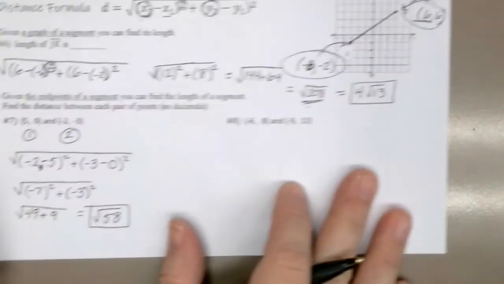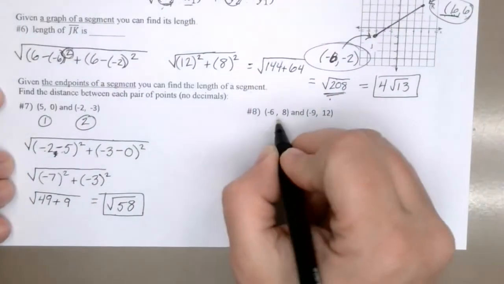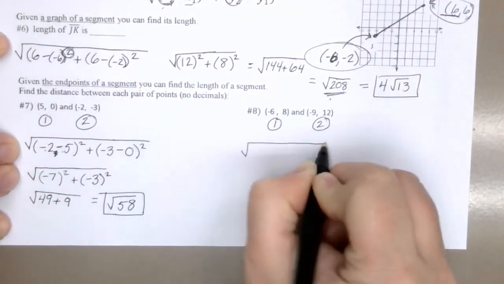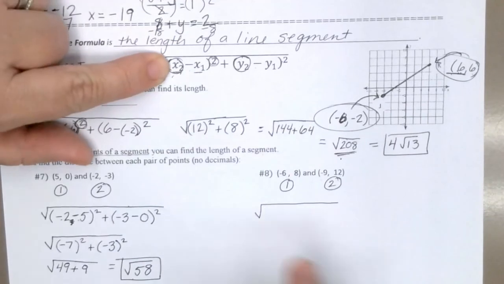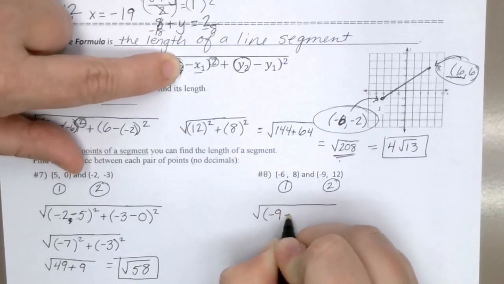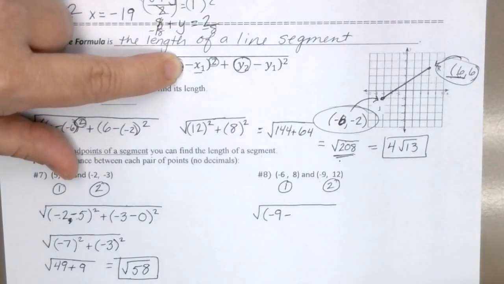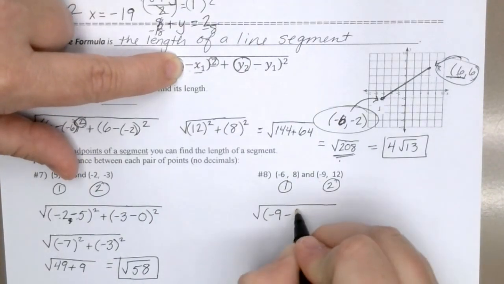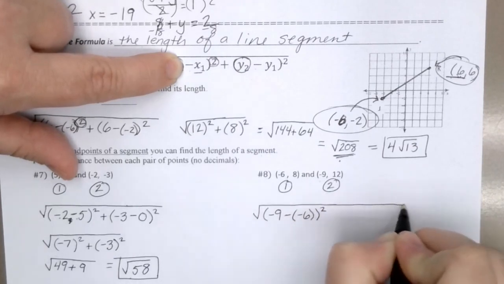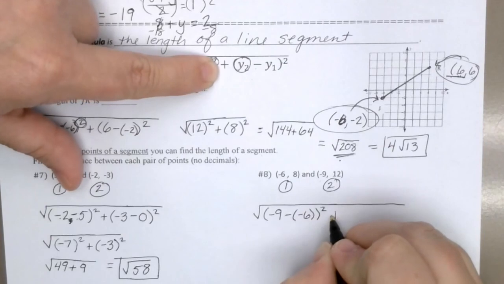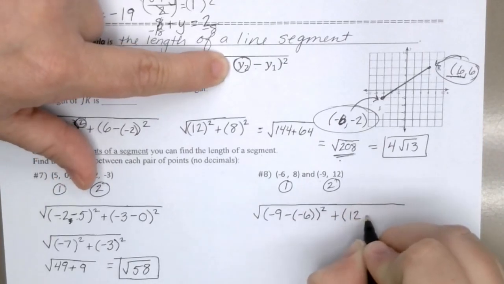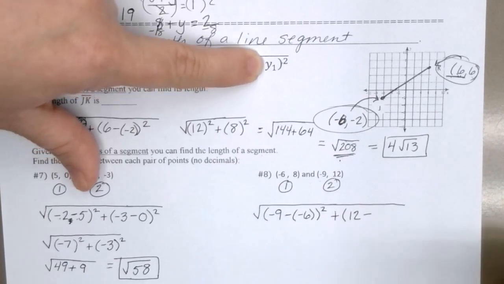All right, the last one here. Again, I'm just going to call one of them point 1 and one of them point 2. So, starting off, I need the x value from point 2. What is that? Negative 9 minus the x value from point 1. So, negative 9 minus negative 6, and that's going to be squared, and I got to keep making my radical bigger there. Plus, what's the y value from point 2? 12 minus, what's the y value from point 1? And I'm going to square that.